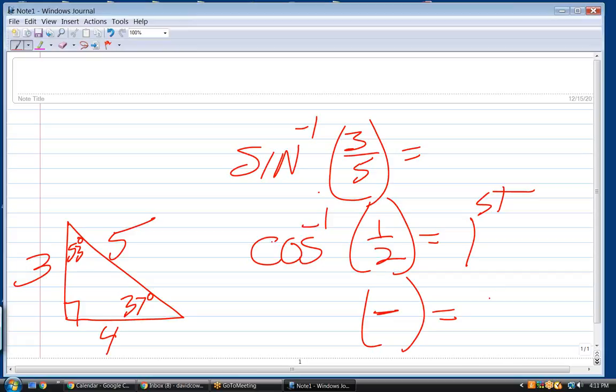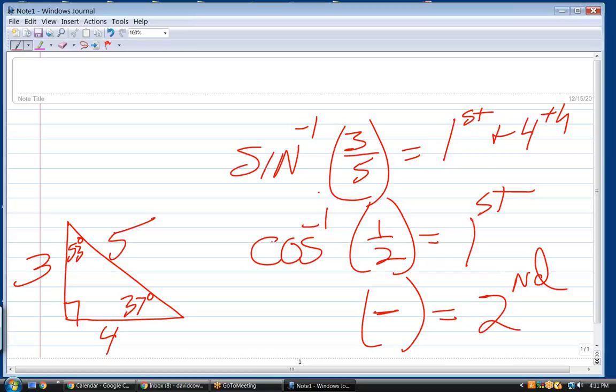A second quadrant? Yeah, that's the principal quadrant for negatives in cosine. Sine is going to be first and fourth for positives and negatives, but cosine is going to be first and second. Tangent would be first and fourth.